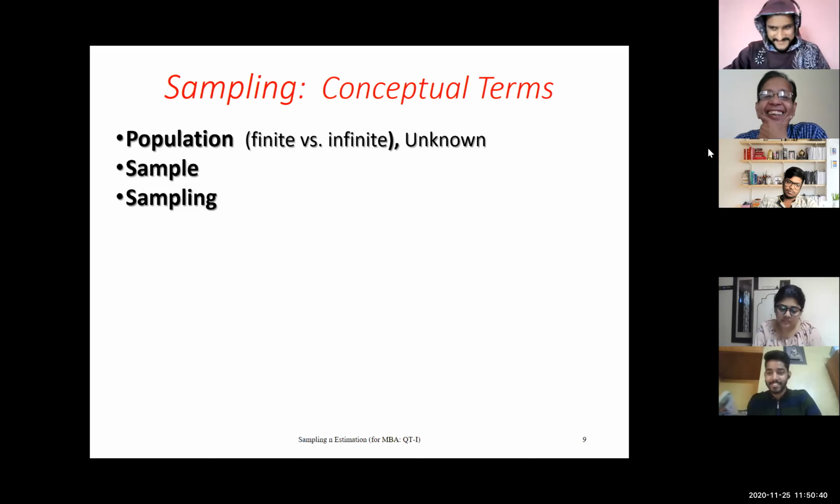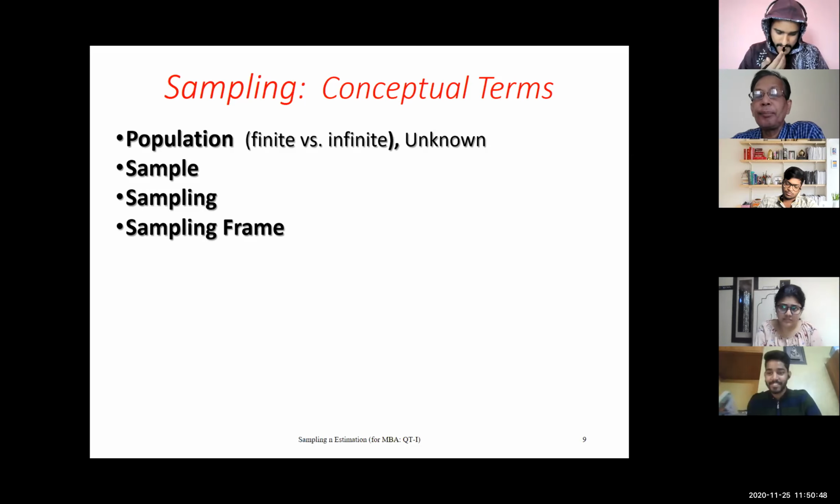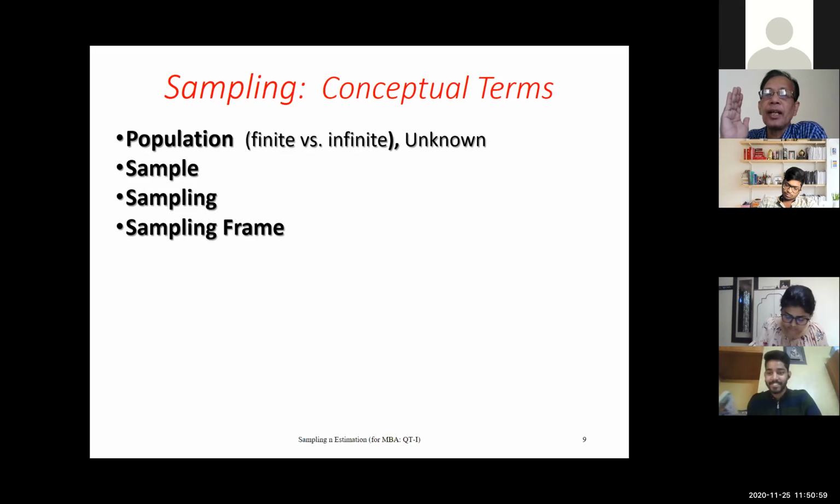Okay. ठीक है. And next will be sampling frame. Again, this is different from sample and sampling. All of you know, please remember, even the PhD scholars also get confused between sampling and sampling frame. Sampling frame is the list of units. जहां units का details लिखा हो, that is called sampling frame.